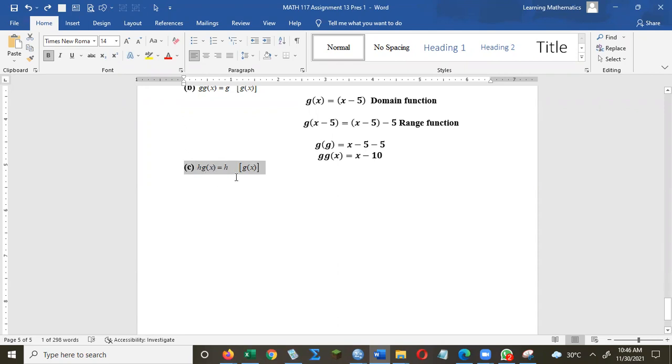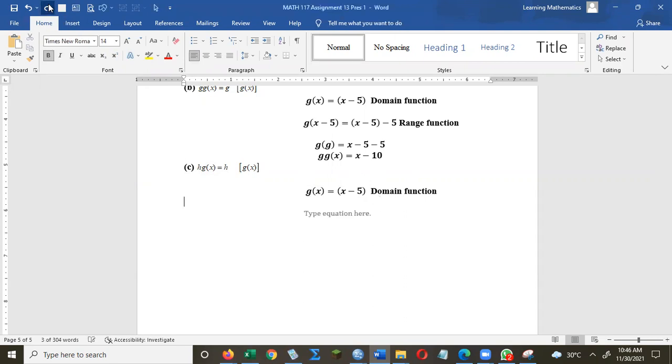When we start from the right, we are seeing g of x. As you can see, g of x is on the right and h is on the left. So we must put g of x in a bracket, okay? And here it is, g of x is equal to x minus 5. So that's the domain function, in a bracket. Now we're going to put g of x into h, okay? g of x will be going into h.